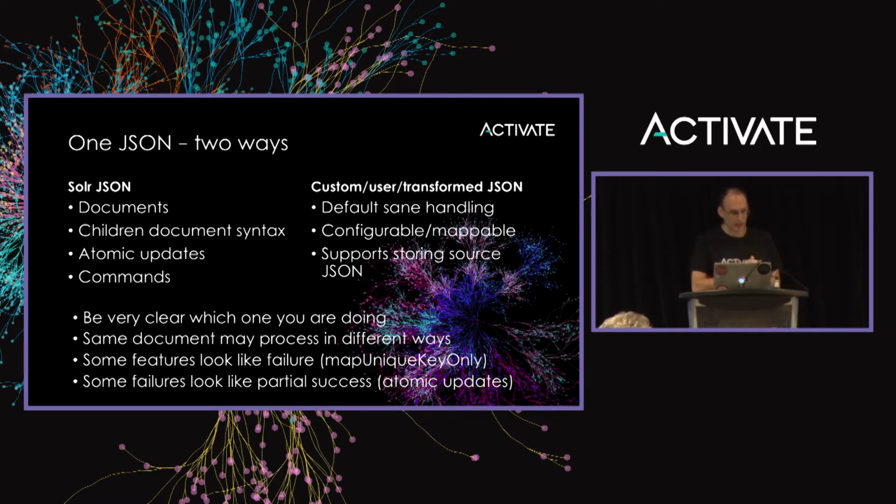For the Solr JSON, we can handle the documents. We have the children document syntax to create the children structure within Solr. We support atomic updates. We support commands. On the other hand, for the custom JSON, we try to give you some sane handling, and we give you configurations to allow you to do more custom things. It also allows you to store source JSON, because it's a common use case sometimes to store the source and maybe not everything else.